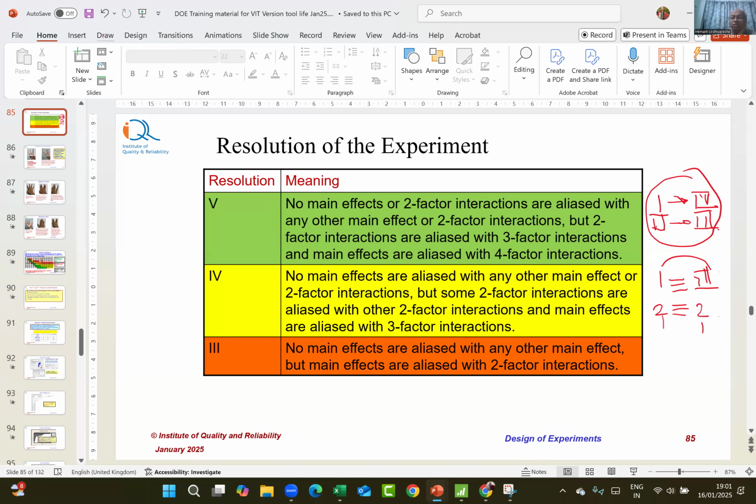And now in the resolution code 3, the main effects are confounded with two-factor interactions. And that's it. That's the only possible combination. So this is what you mean by the resolution. And why the resolution code 3 is shown in red is that main effects are aliased with two-factor interactions. That means you don't get any interactions in resolution code 3 designs, to be honest with you. So why do resolution code 3 designs exist? Those are used for screening purposes. I'll talk about it now in the table.